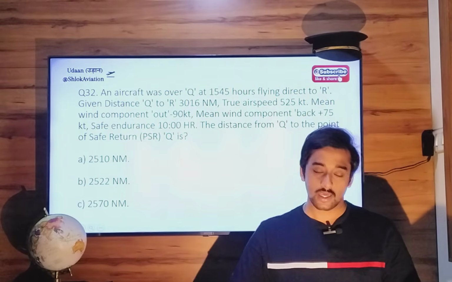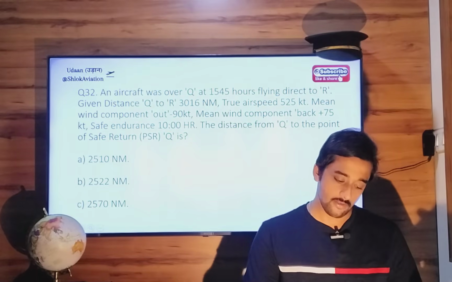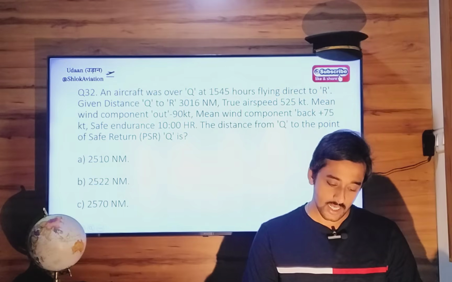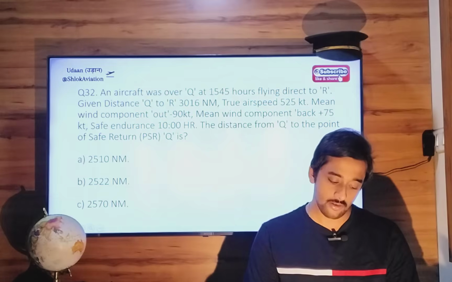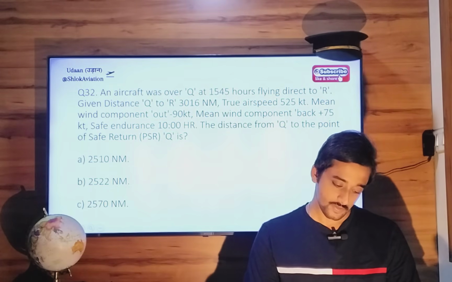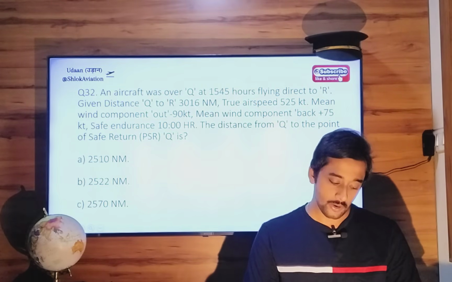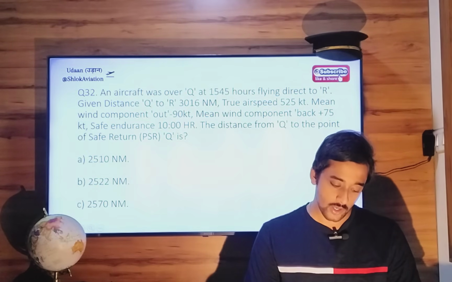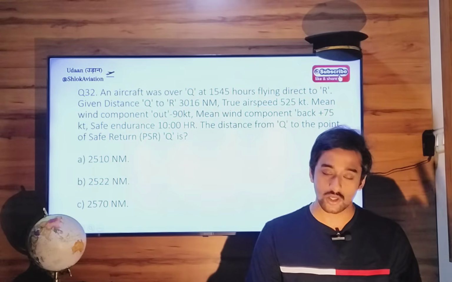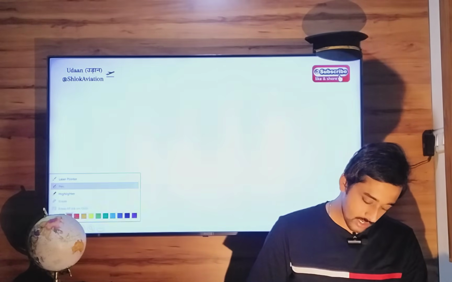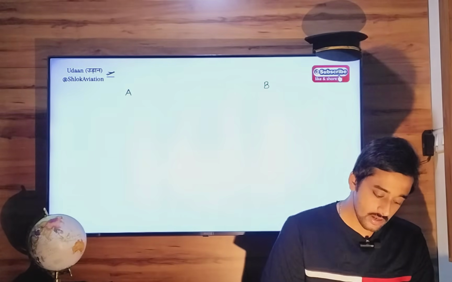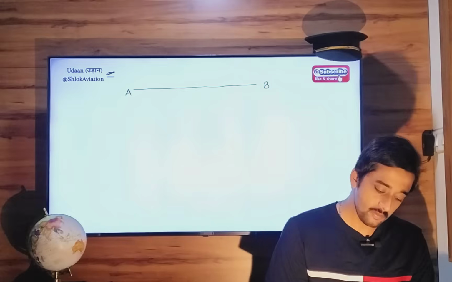Aircraft was over Quebec at 15:45 flying direct to Romeo. Distance between them 3016. TAS given to you. Outbound wind component, flying outbound you are getting a headwind of minus 90 knots. Flying homebound you are getting a tailwind of plus 75. Endurance is given to you. What is the distance from departure to the point of safe return? So again draw Alpha and Bravo, that is your departure and destination. Quebec, Romeo, PNR.